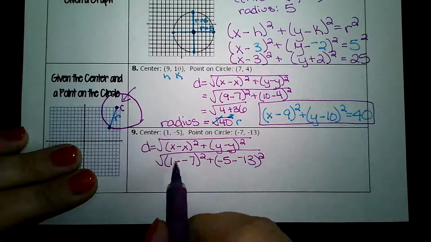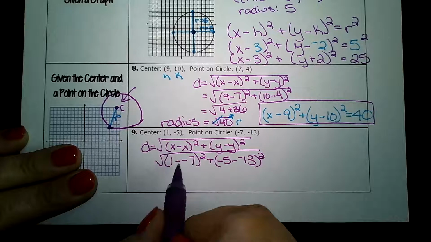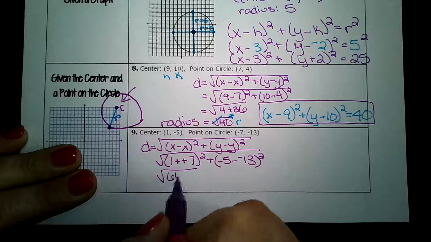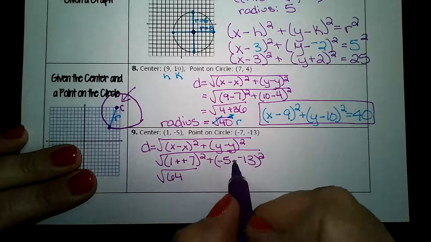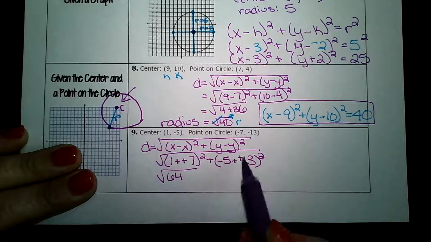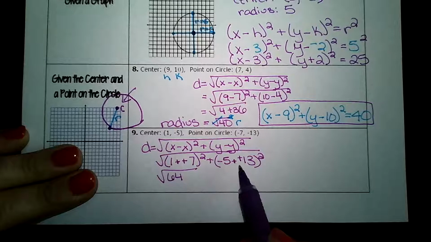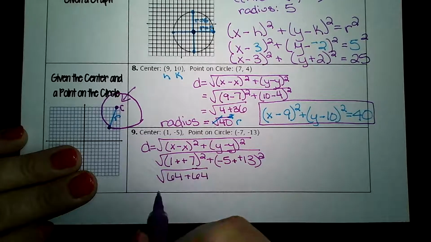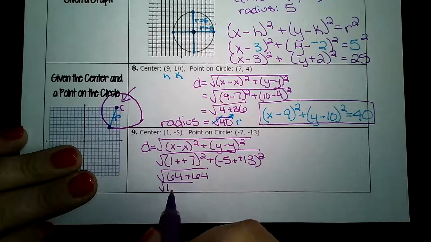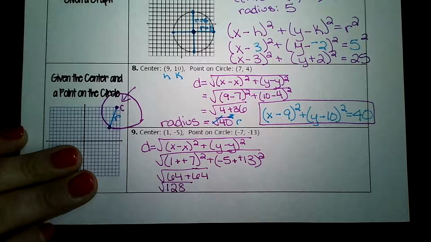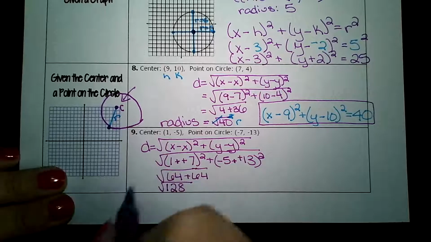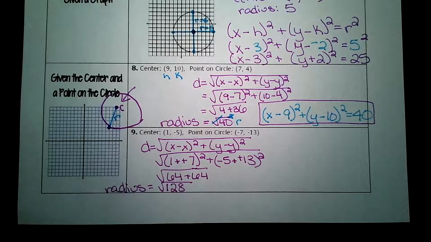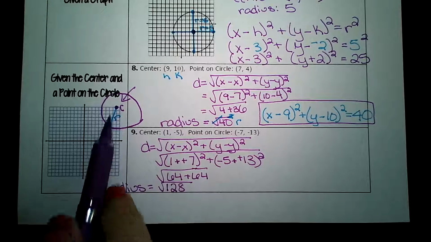and simplify. 1 minus -7, there's another double negative, so plus a positive makes 8, and 8 squared is 64. -5 minus -13, which is plus 13, is 8 again, and another 8 squared is 64. 64 plus 64 is 128. Remember, this is representing the radius. It's the distance between a point on the circle and the center.